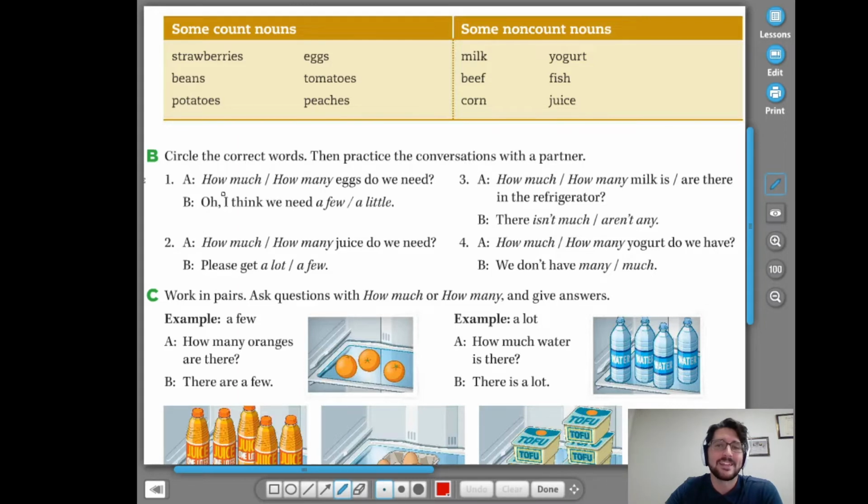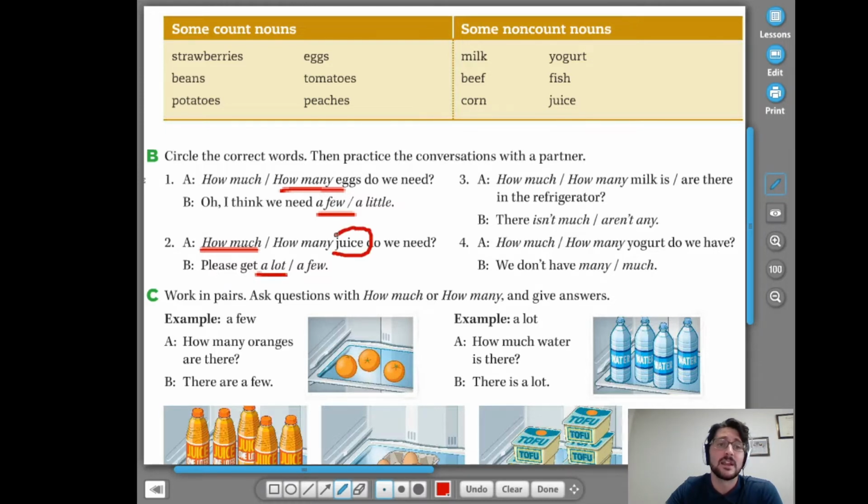Okay, let's check the answers. We already did number 1. Number 1 we did, right? Whoops. How many eggs do we need? And letter B, I think we need a few. Okay, we did number 1. Let's look at number 2. Number 2 했어요. A 사람은 how much juice do we need? Did you get it correct? B 사람은 대답하면 please get a lot, right?